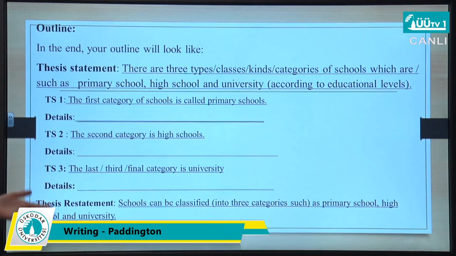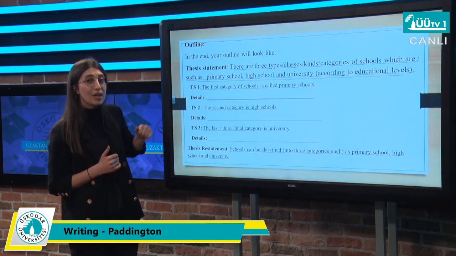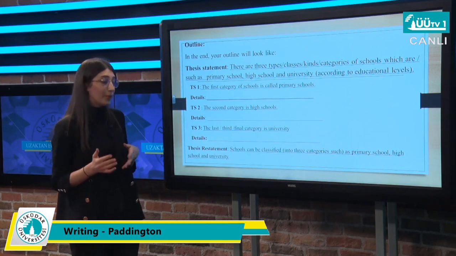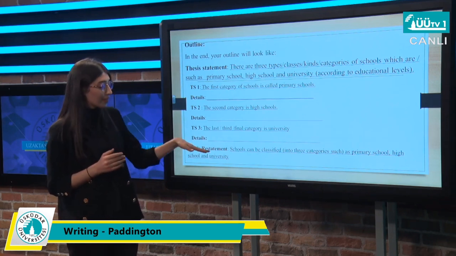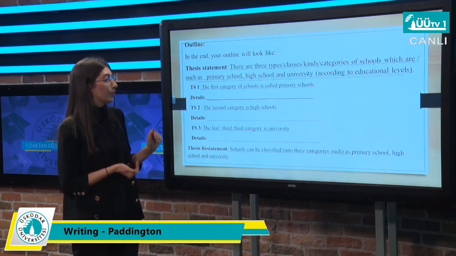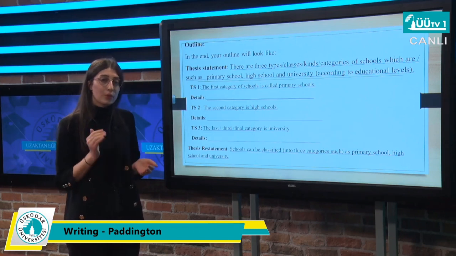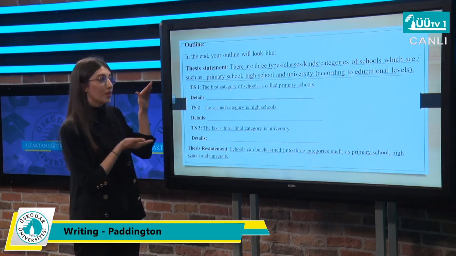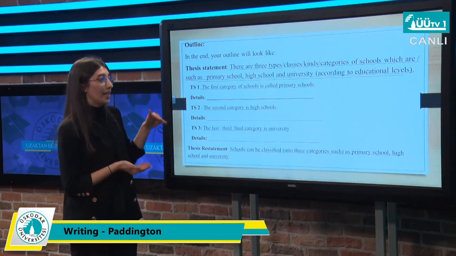Okay, so what do we have finally here? This is how your outline will look. It will include the thesis statement, and it will include 3 topic sentences which relate to the 3 body paragraphs: topic sentence 1, topic sentence 2, topic sentence 3, with the details related to each topic sentence or category, and finally the thesis restatement. So as soon as you have your outline on paper, half of the work is done, and you can use this outline to write your essay.